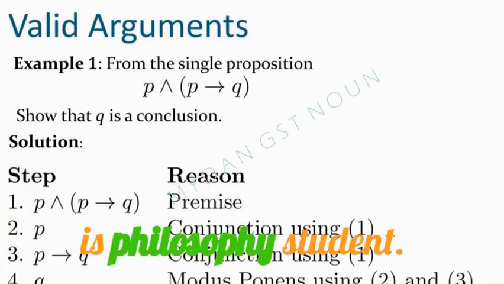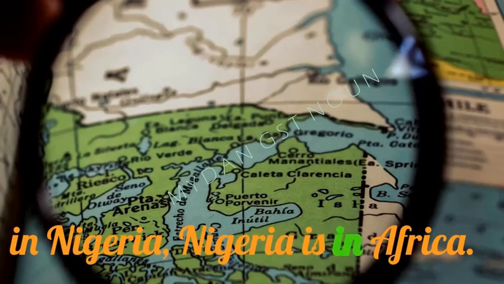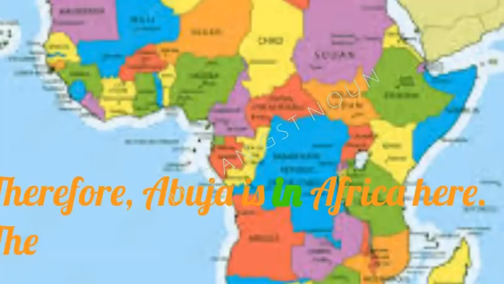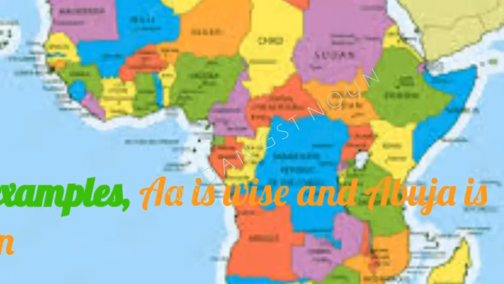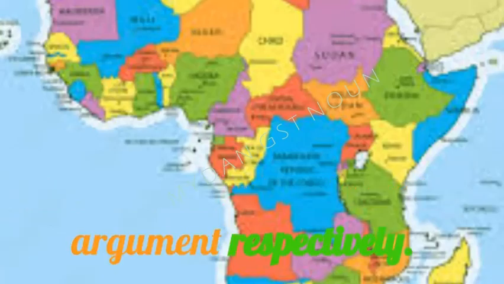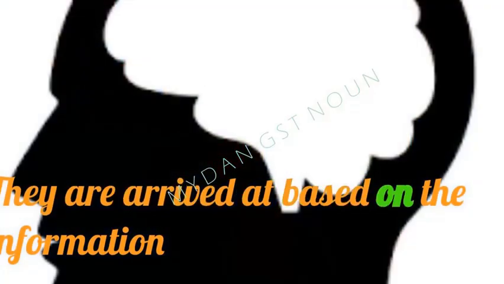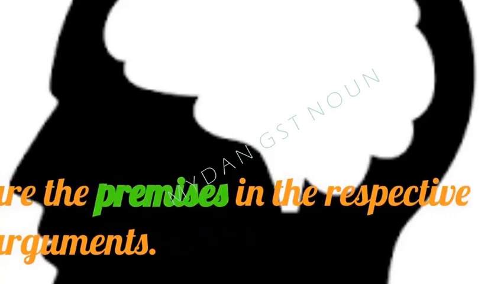Aina is a philosophy student, therefore Aina is wise. 2. Abuja is in Nigeria. Nigeria is in Africa. Therefore, Abuja is in Africa. Here, the third propositions in each of the two examples, Aina is wise, and Abuja is in Africa, are conclusions in each of the arguments respectively. They are arrived at based on the information provided by the first two propositions, which are the premises in the respective arguments.